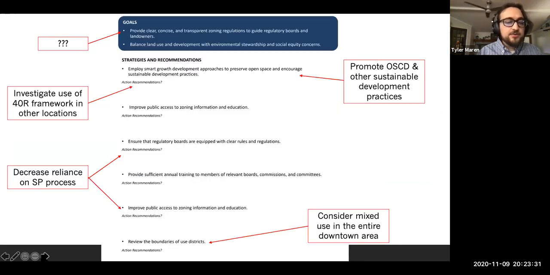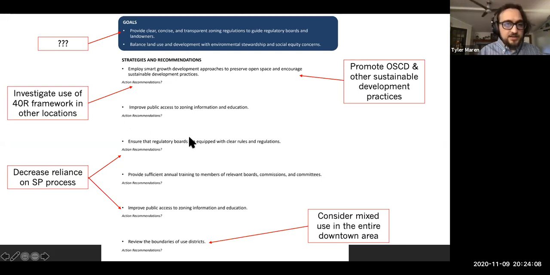One thing up top that is unfortunate timing wise, as you all probably know, the bylaw is currently undergoing a revision, but it's not in its finalized form. So in terms of providing clear, concise zoning regulations, I have plenty of comments on the set of zoning regulations I've been reading, but that's not going to be the zoning regulations soon. So there's only so much we can say on that at this time, unfortunately. So just some other things, employ smart growth development approaches to preserve open space and encourage sustainable development practices.